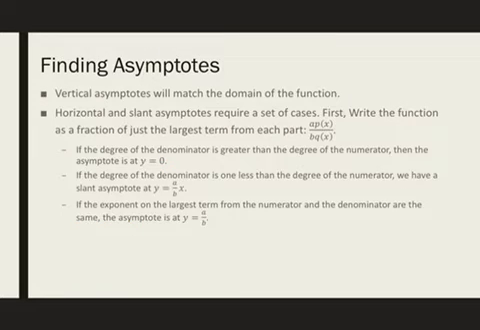All right, vertical asymptotes match the domain of the function. We'll find those in a second. Horizontal and slant asymptotes have these really weird rules, but there's an easier way to look at these rules. There's an easy way to interpret them, and you don't have to know them word for word. You just need to know situationally what it's going to look like when you get an answer in each of these scenarios, and I'll give you some examples.